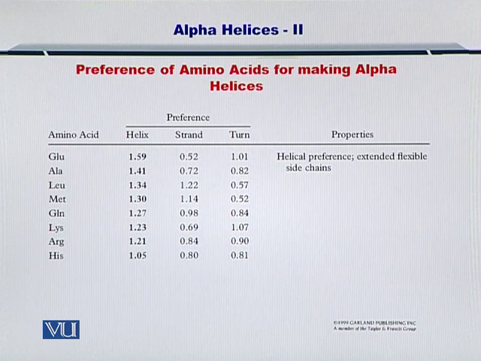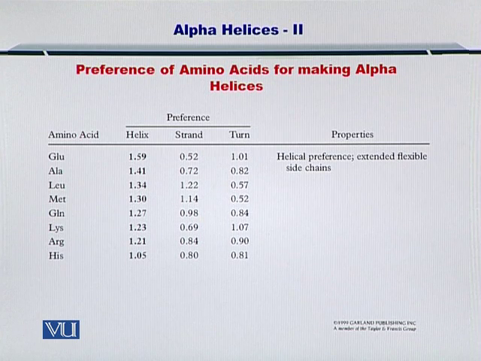Now, which amino acids prefer to form an alpha helix? Do all the amino acids prefer to form an alpha helix, or do only some of them prefer to form an alpha helix? It is important because if all the amino acids were to have an equal propensity for making an alpha helix, then there would be no structural diversity in the protein structures.